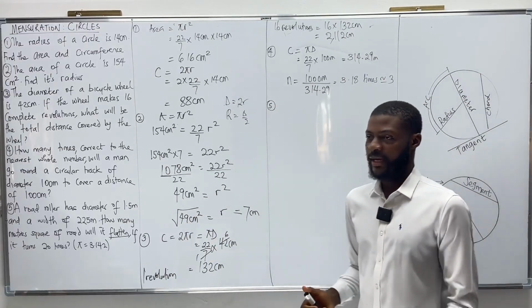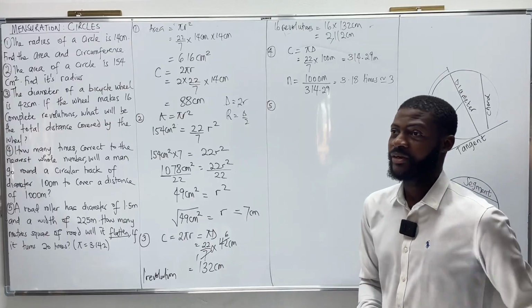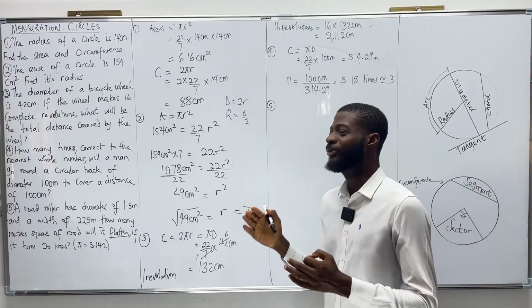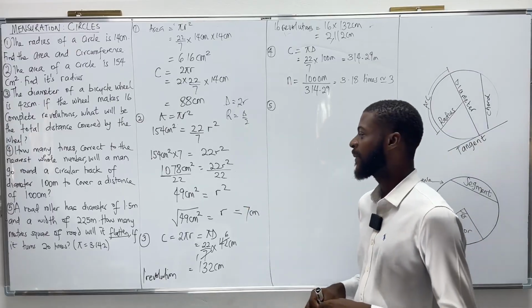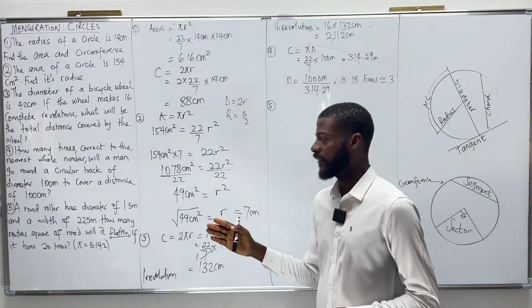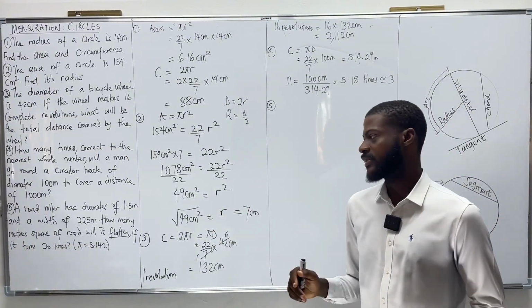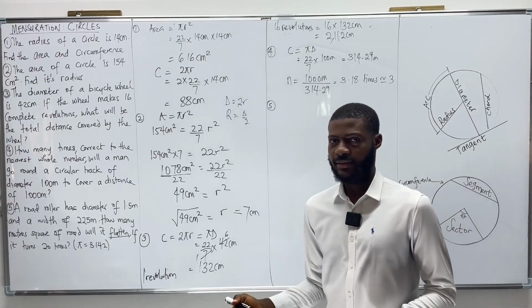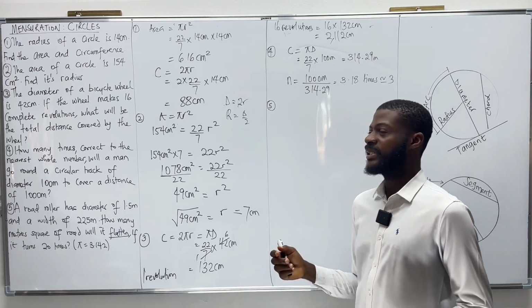A road roller, this question is going to be one of the craziest ones. A road roller has a diameter of 1.5 meters and a width of 225 meters. How many meters square of road will it flatten if it turns 20 times?